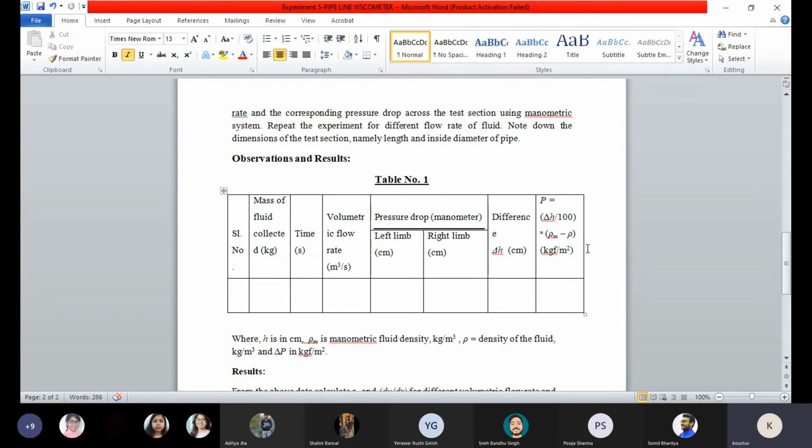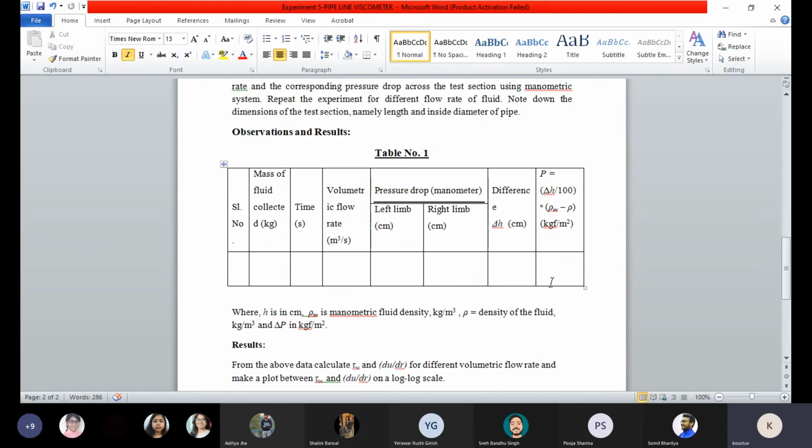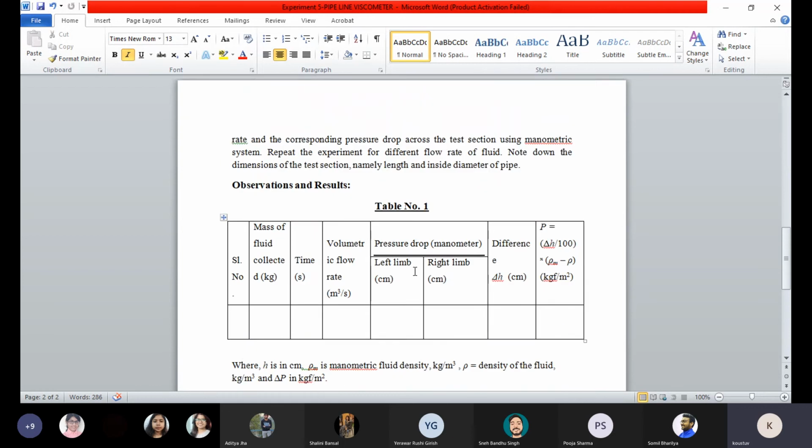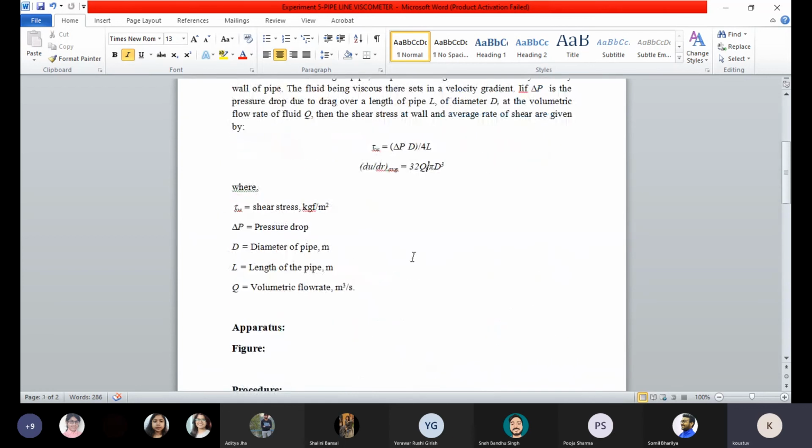I only want to say that all in all, you know how to calculate delta P, and it is basically the difference in height into the difference in manometric fluid density into G. So remain with the SI unit. Don't go for kg force per centimeter square and like this. It will make you more confused. So calculate delta P. Expressions used for tau W and DUDR are known to you.